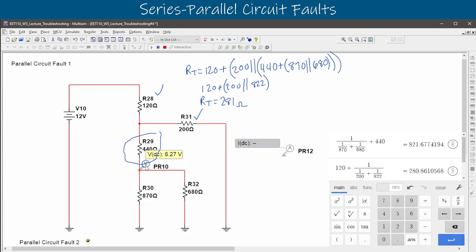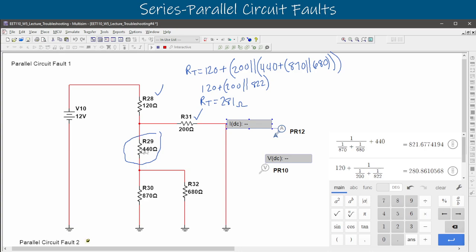Right, and as we continue on, 6.27 volts leads us down into this bottom branch here. They both get 6.27 volts. So let's check the current because it's in parallel. 16.4 milliamps comes down, 7.2 milliamps goes towards this 870, and 9.2 milliamps goes towards the 880. So these two are splitting current as expected. The 680 has a little bit more than the 870.